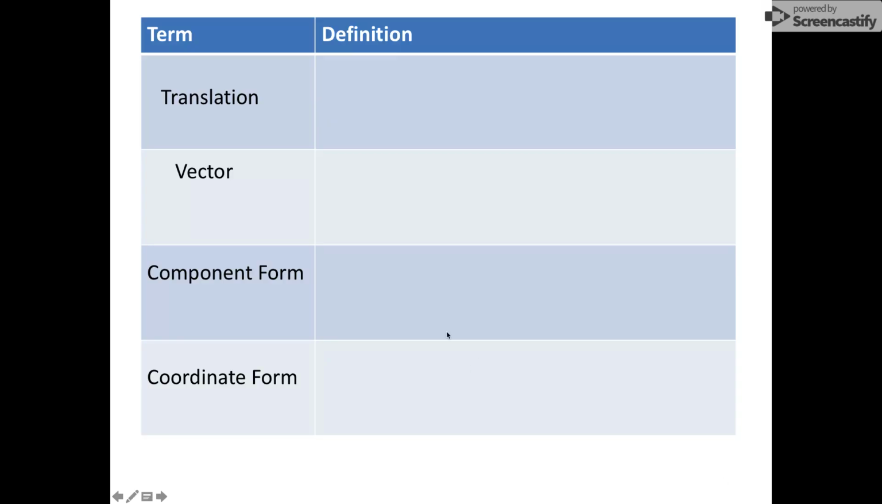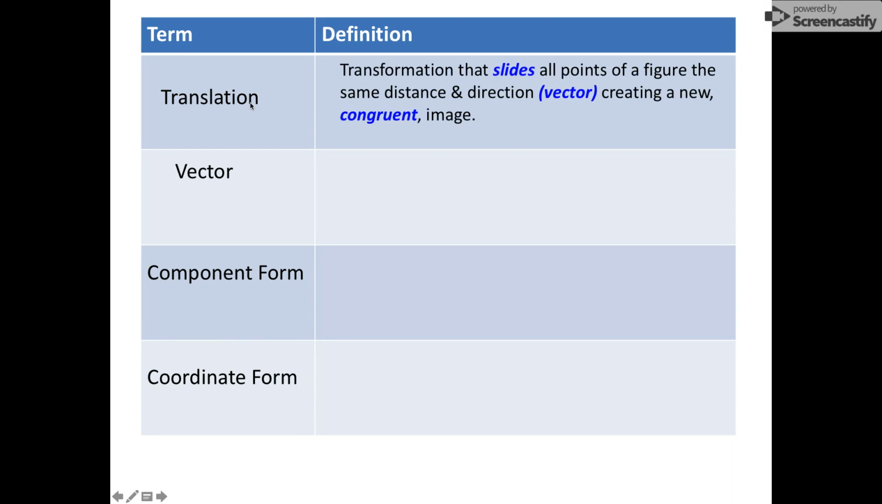All right, so we are starting translations, and translations involve the word vector, component form, and coordinate form. You'll follow my cursor along. So let's start with our definition.